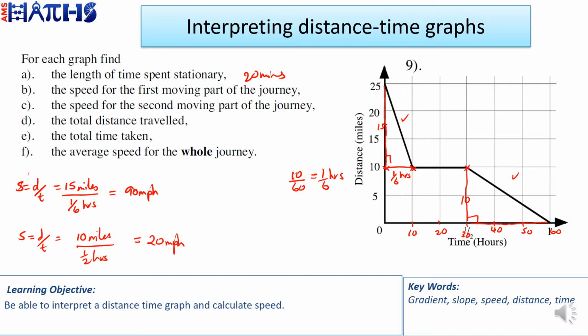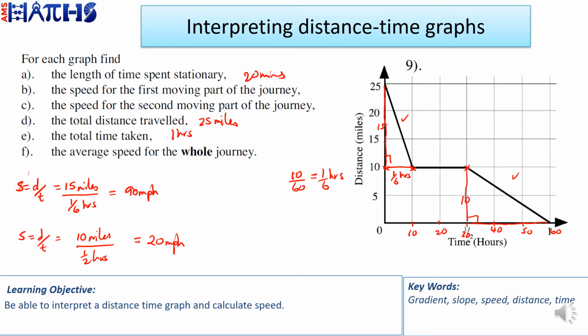Then the total distance traveled, we can see we're coming from 25 down to 10 and then from 10 down to 0. So a total of 25 miles. Then the total time for the whole journey is 60 minutes or 1 hour. So we're going to write 1 hour.